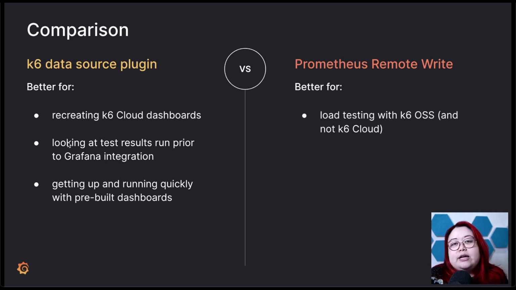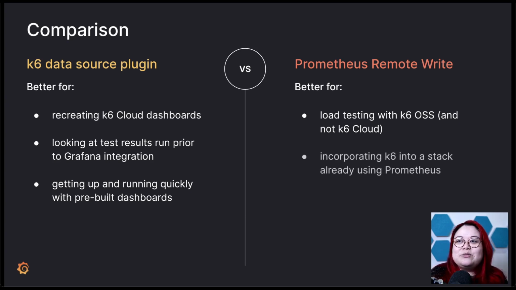And Prometheus Remote Write is better if you're load testing with K6 OSS and not K6 Cloud. I didn't show that way for the sake of time, but you can output K6 results to Telegraf, which will then forward the metrics to Prometheus. We're also working on an integration, an extension that will do this without having to go through Telegraf, but that's going to be a few weeks out yet. But it's very close.